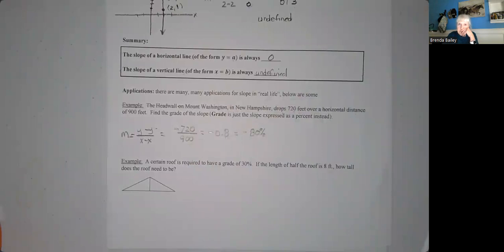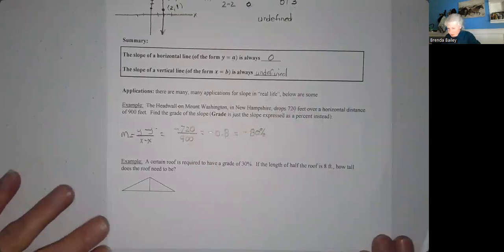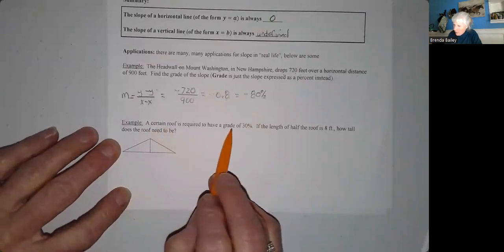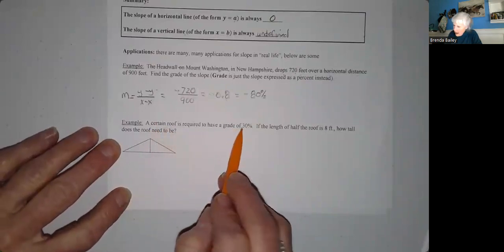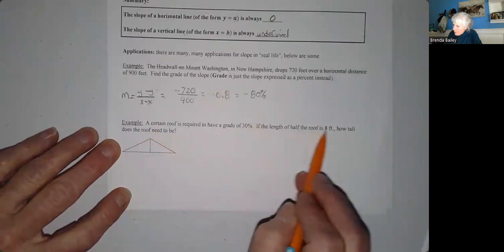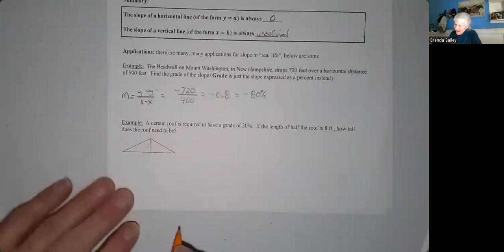Okay, perfect. But again, it's just the difference in the y's over the difference in the x's. Let's look at one more, a construction one, and then we'll be done. I was thinking about using a pen rather than the pencil, but I don't have one handy, so we'll just go with this one. A certain roof is required to have a grade of 30%. If the length of half the roof is 8, how tall does the roof need to be?